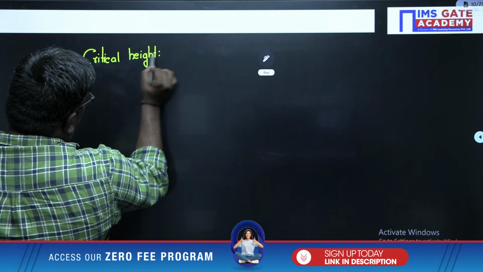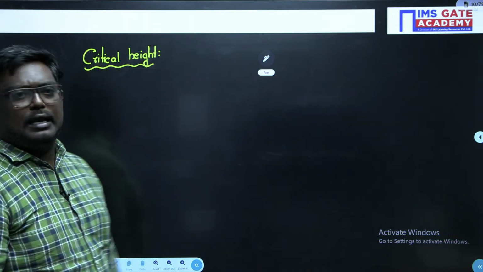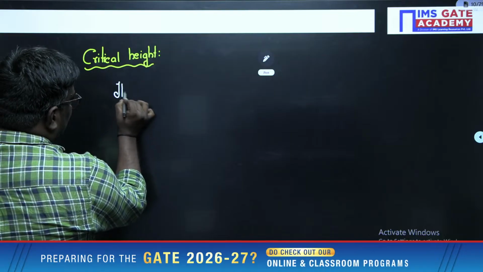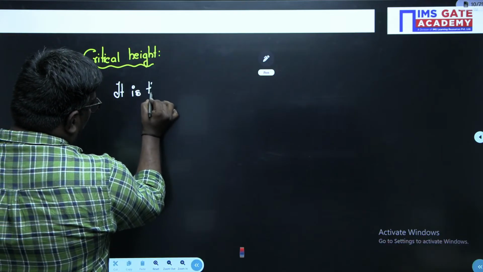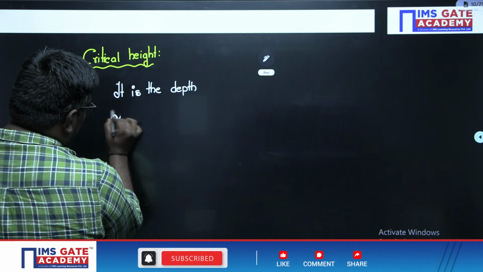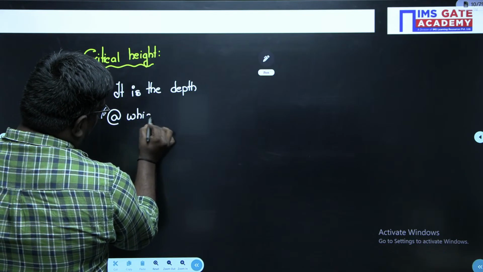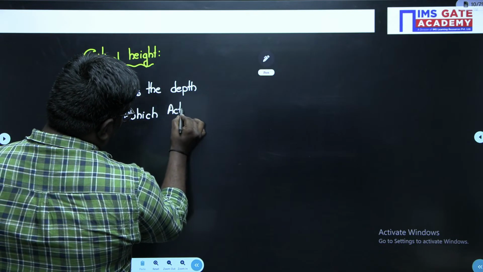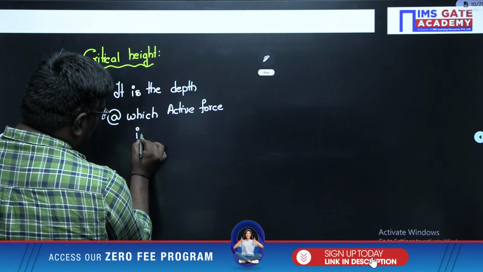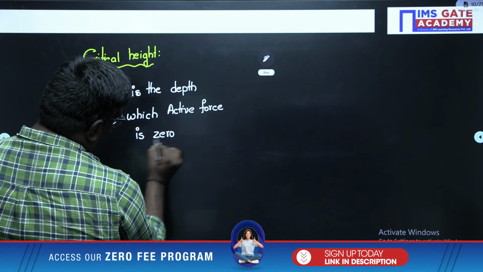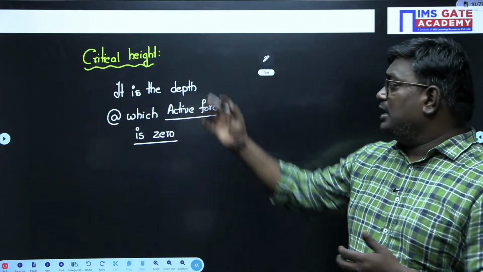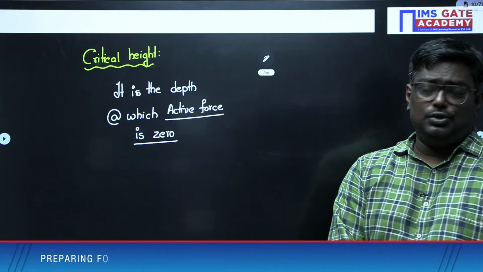What is critical height, my dear students? What do you mean by critical height here, you can ask? Sir, critical height means it is the depth at which the active force is 0. Okay. Sir, you can also say, when you are telling critical height, it is the depth at which active force is 0, that is fine.